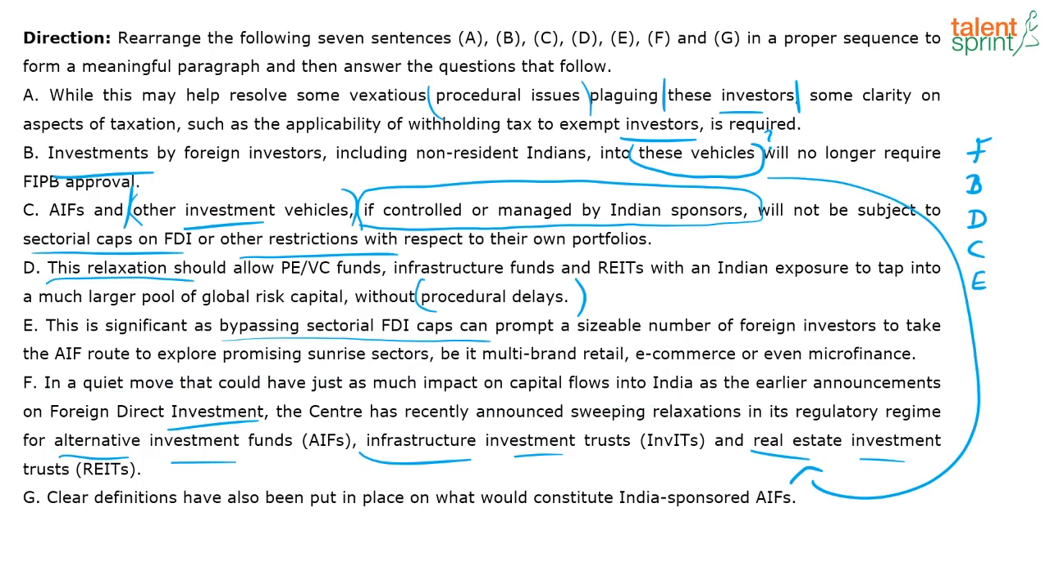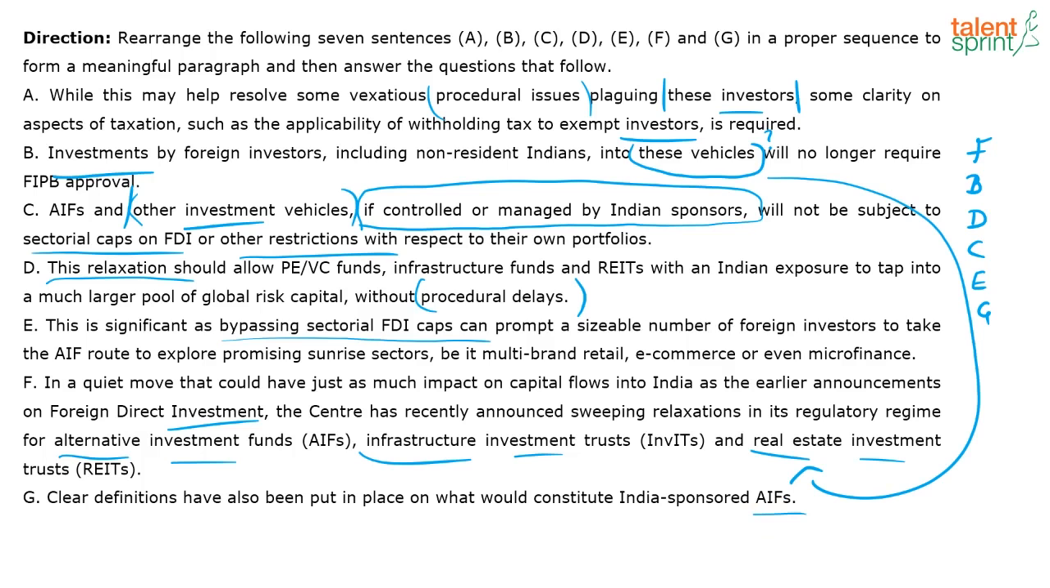And then what do we have? In E, it takes the AIF route to explore promising sunrise sectors. AIF route is our clue word again. So what should follow? What is addressing AIFs? Repeat words and phrases again. Between A and G, what would it be? AIFs is addressed in, read the entire sentence, G or A. Clear definitions have also been put in place on what would constitute India-sponsored AIFs.